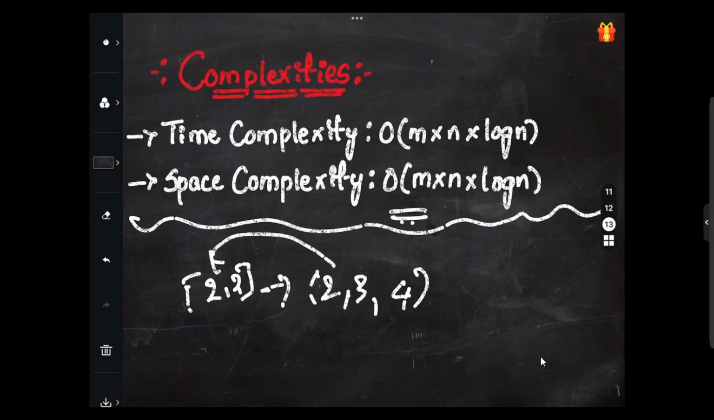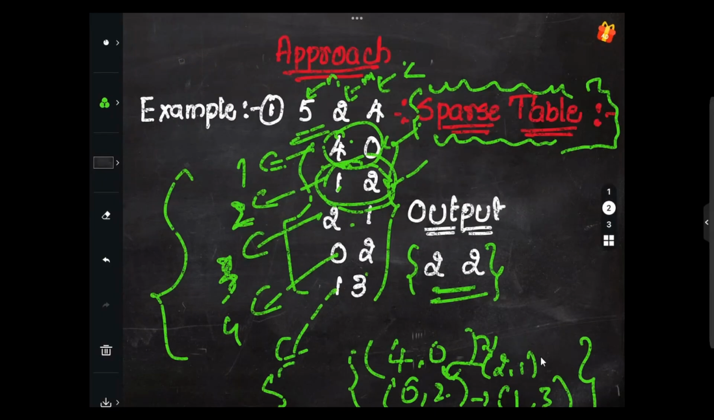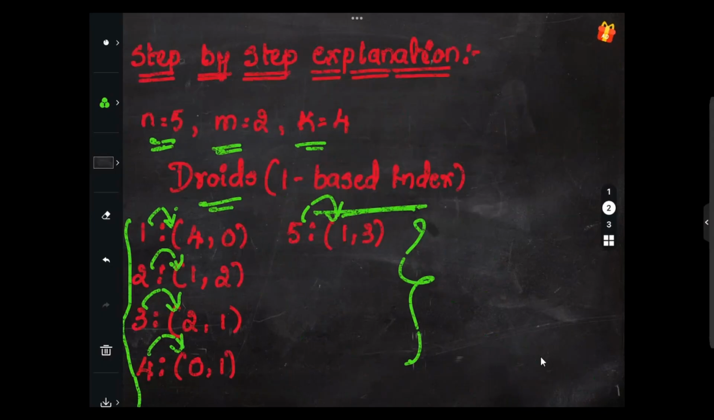So finally let's apply the shots 2 comma 2 to each droid, showing the destruction. Originally we have 5 droids. The original droids are 4 comma 0, then the second droid is 1 comma 2, then 2 comma 1, then 0 comma 1, and the final one is 1 comma 3. So we have to apply the shots 2 comma 2 to these.